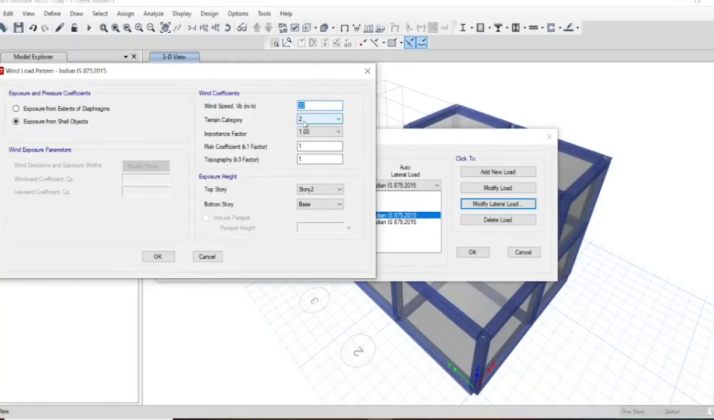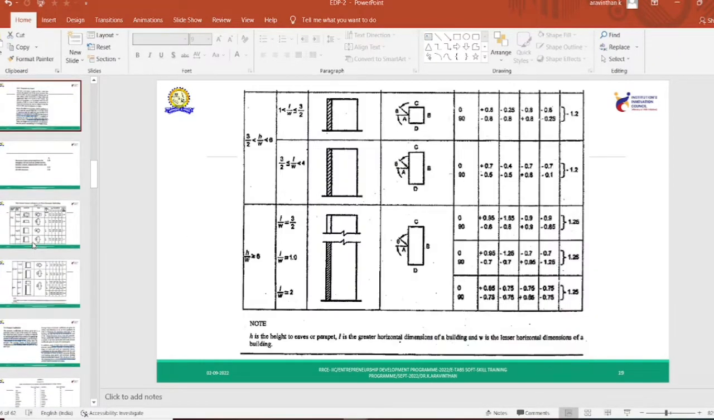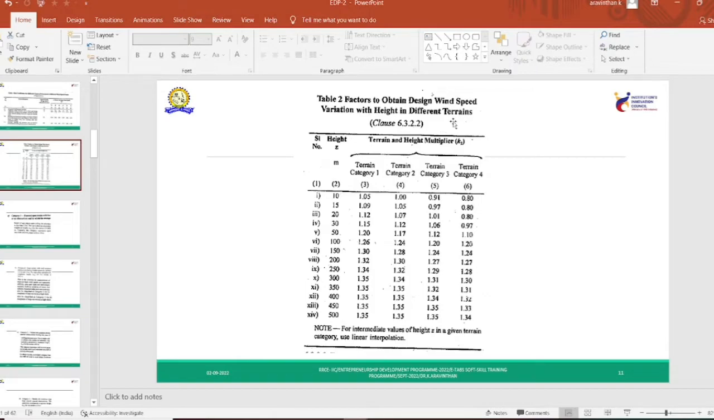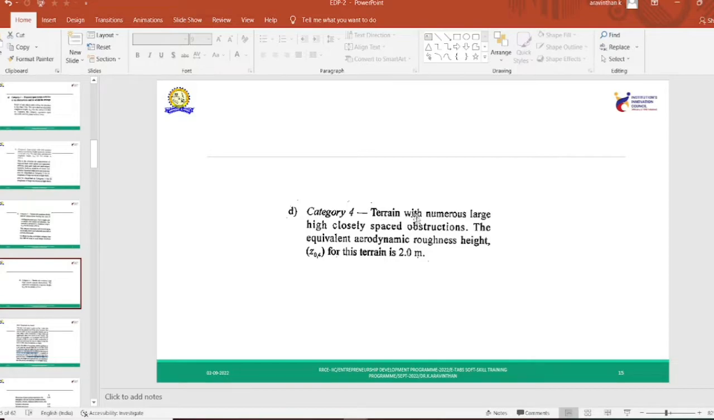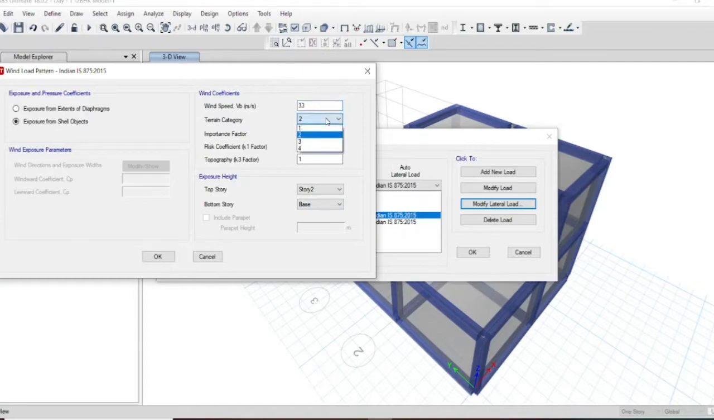And terrain category is 2. Which category we have to take? This is terrain category. Now, what is our terrain? Different terrains. I have said that the last case will come. The last case is heavily populated area. Since Bangalore is a heavily populated area, category 4 with numerous large closely spaced obstructions equivalent to aerodynamic roughness. You will be taking this as category 4, and our building is less than 10 meter height. So we have to take 0.8. So here we shall substitute terrain category as 4, and importance factor.